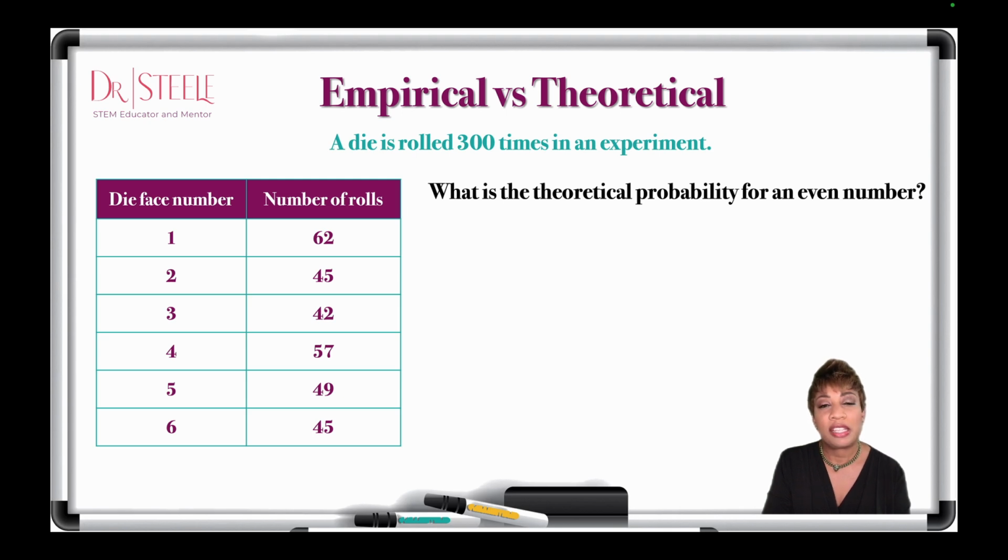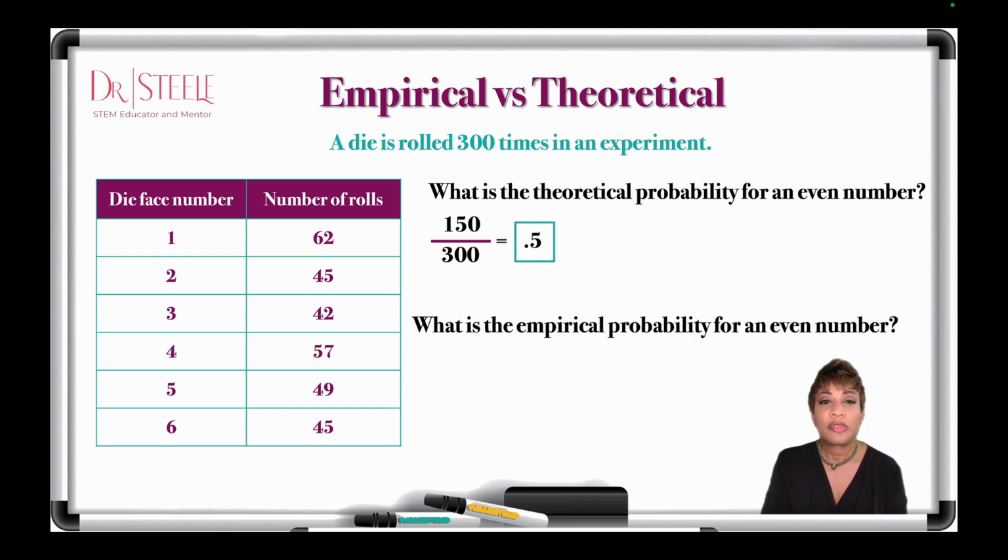Another way to say this is, in theory, if I roll a die 300 times, what do I expect to happen? Well, I expect that half of them are going to be even, which would be 150. And so 50% or 5/10 are going to be an even number. That's in theory. Now, when we look at what is the empirical probability for an even number, that is if I actually took the die and rolled it 300 times. No, I did not do this.